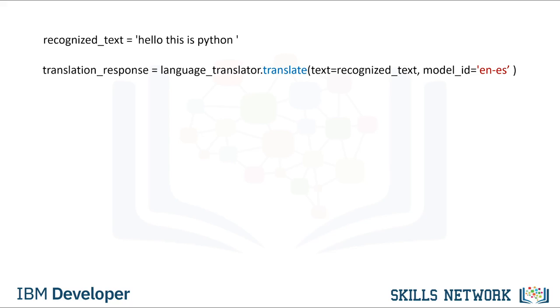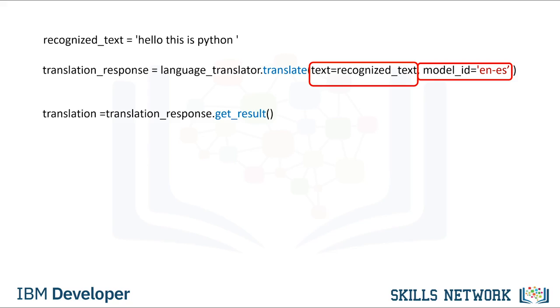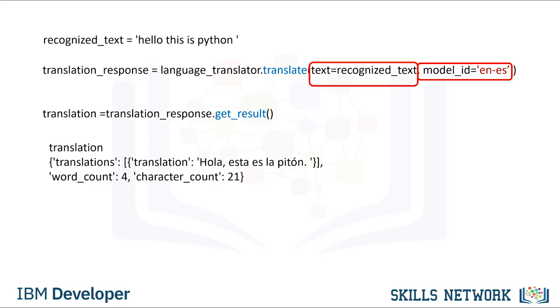The result is a detailed response object. The parameter text is the text. Model_ID is the type of model we would like to use. In this case, we set it to EN-ES for English to Spanish. We use the method getResult to get the translated text and assign it to the variable translation. The result is a dictionary that includes the translation, word count, and character count.